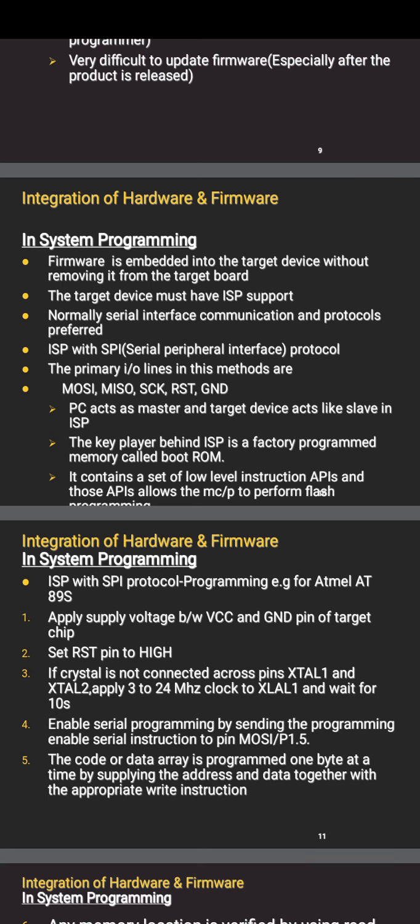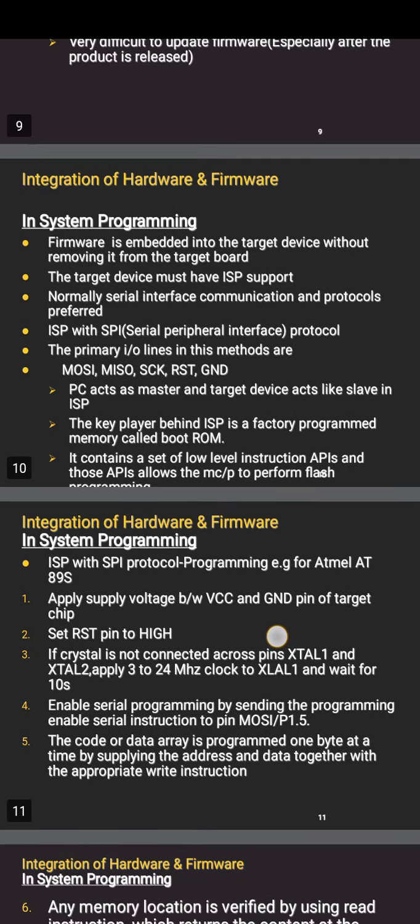There are two protocols used for this interfacing. The first protocol is called JTAG. JTAG means Joint Test Action Group protocol, and the other one is the Serial Peripheral Interface protocol. So the first is the Joint Test Action Group protocol, JTAG, and the second is the Serial Peripheral Interface. Normally we use SPI, the Serial Peripheral Interface protocol, for this interfacing.